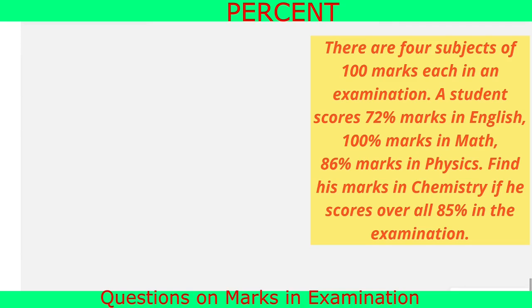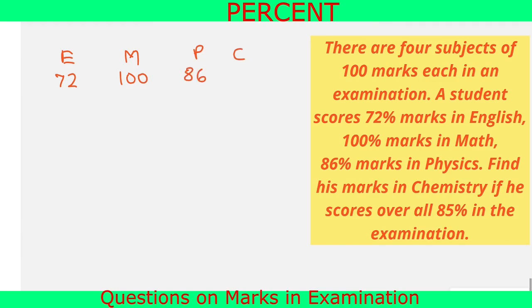So we make the column like this. English, he scores 72 marks. 72% is 72 marks because each subject has 100 marks. Then he scores 100 marks in maths, 100 out of 100. And in physics he scores 86% marks, that is 86 marks.